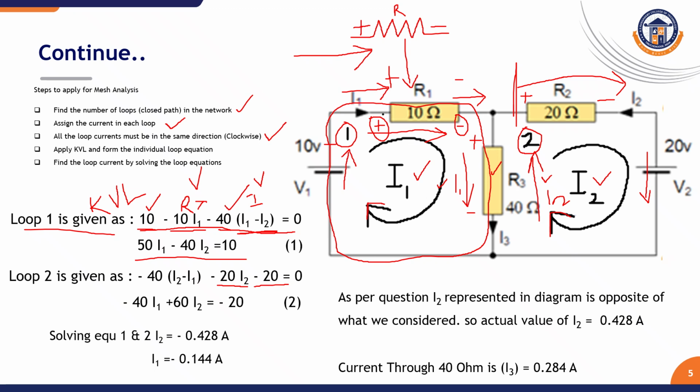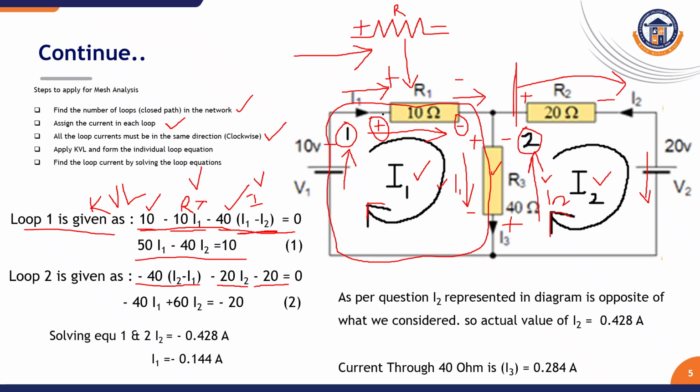For the common branch, the 40 ohm resistor, I apply the KVL in loop 2. I2 is my dominant current, so I2 minus I1. Why I2 minus I1? Because both currents are in opposite directions. For this loop 2, this is my plus and this is my minus, with current flowing from positive to negative, so negative 40 into I2 minus I1. If you simplify this equation, you will get equation 2.